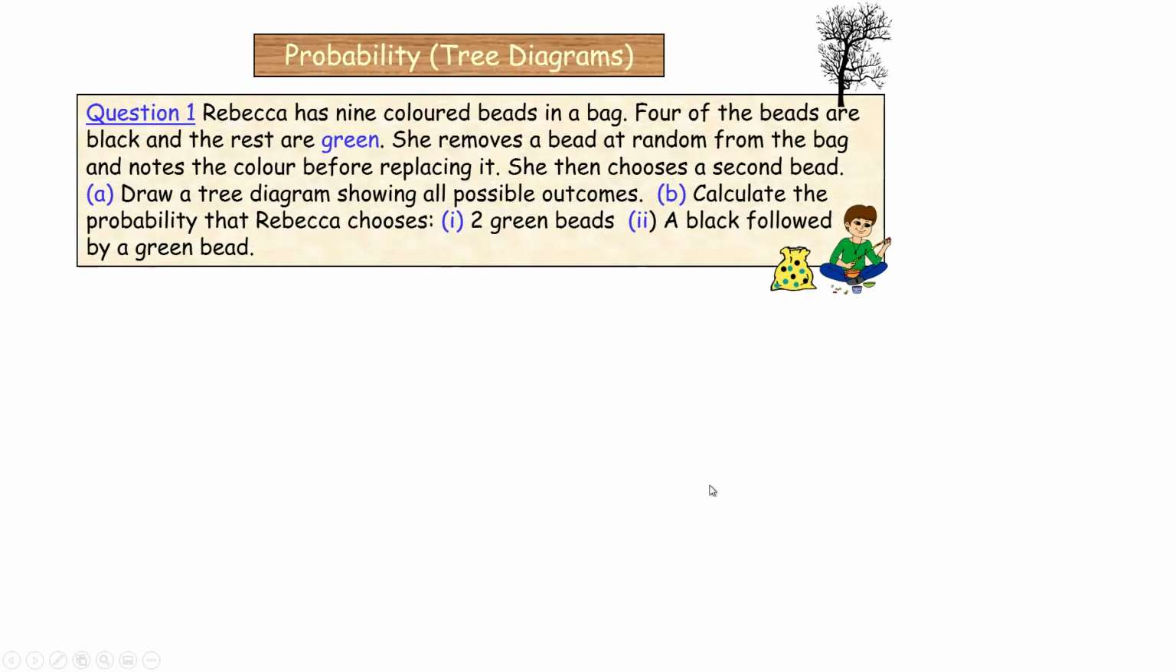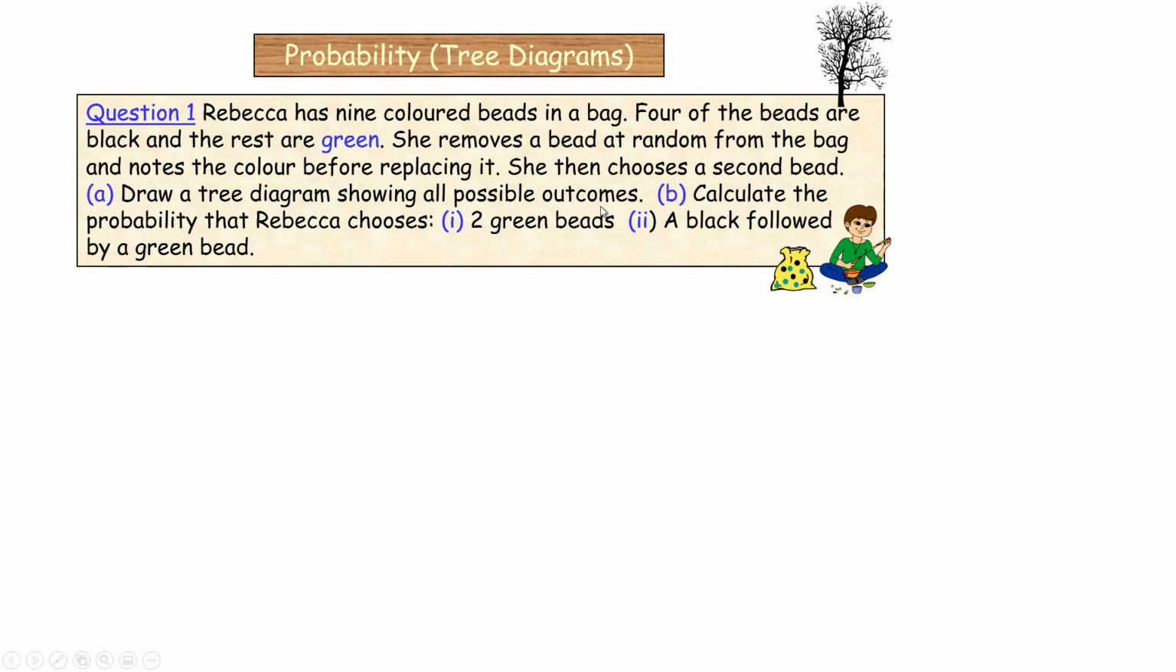Okay, with this example, Rebecca has 9 colored beads in the bag. 4 of the beads are black, the rest are green. So 4 out of the 9 are black and the rest are green. She removes the bead at random, notes the color, and then replaces it. So we're still with independent events. She's replacing them.